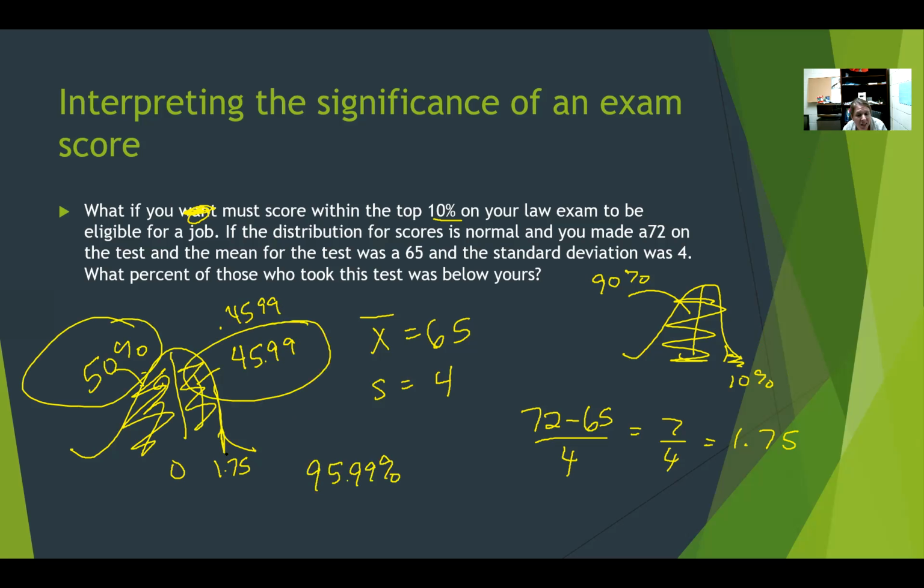So do we score within the top 10%? Yes, we do, because we're over the 90% mark, if that makes sense. So do you score within the top 10%? Yes, okay? Yes, you do. And what percent of those who took the test was below yours? So what we would do is take 100 and subtract your 95.99. So that means you were in the top 4%. So 95% of the people scored below you.